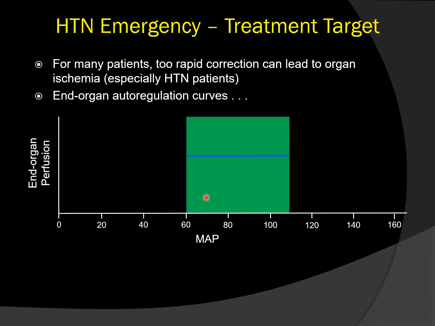So I'm going to mark this area as green to say that this is a healthy zone for this patient. This patient loves to have a MAP between 60 and 110. Their end organs are happy.